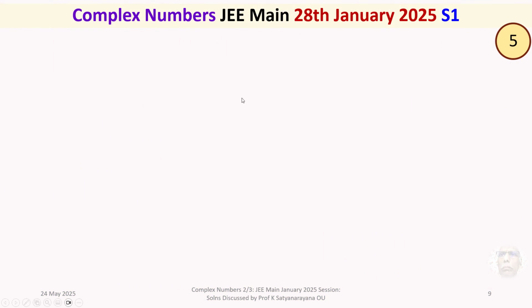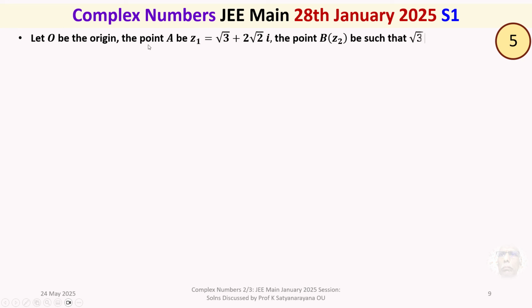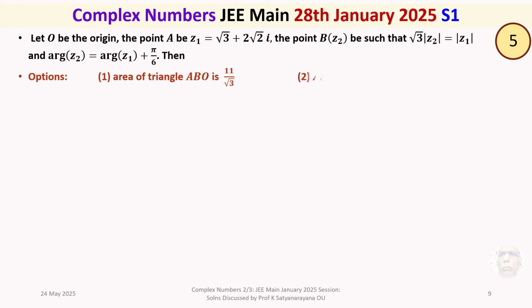This is the question that appeared in the JEE Main exam held on 28th January 2025 in the first shift. Let O be the origin. The point A is the complex number Z1 given by root 3 plus 2 root 2 i. The point B is the complex number Z2 such that root 3 times mod Z2 is equal to mod Z1, and it is given that argument of Z2 is equal to argument of Z1 plus pi by 6. Then we are given 4 options.